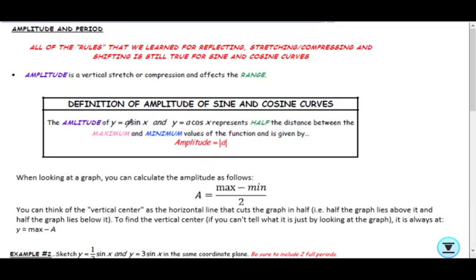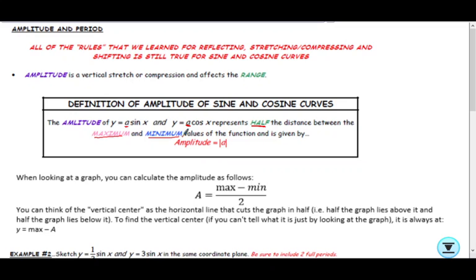So right here, the amplitude, this little A in front of the sine or cosine, which is outside the parentheses and it's our multiplication, that is our amplitude. That is our vertical stretch or compression. If A is 1, there's no vertical stretch or compression. If A is 2, it's been vertically stretched. If A is, say, 1/2, it's been vertically compressed. Okay, so nothing's changed. The difference is that it has more of an effect on the graph than it did on our other functions. Okay, and specifically, the amplitude represents half the distance between our maximum and our minimum values on the function, and is given by the absolute value of A.